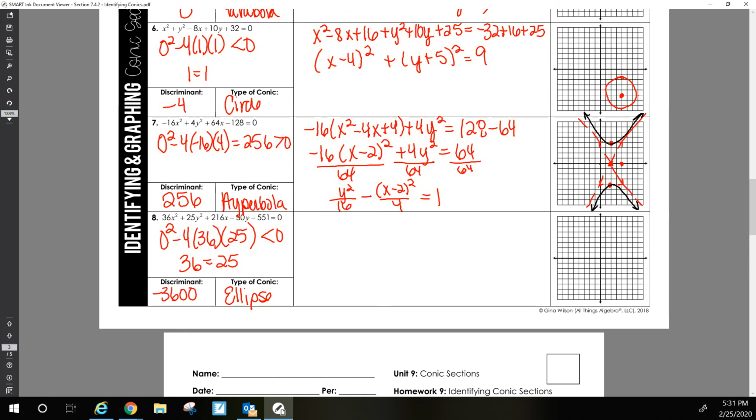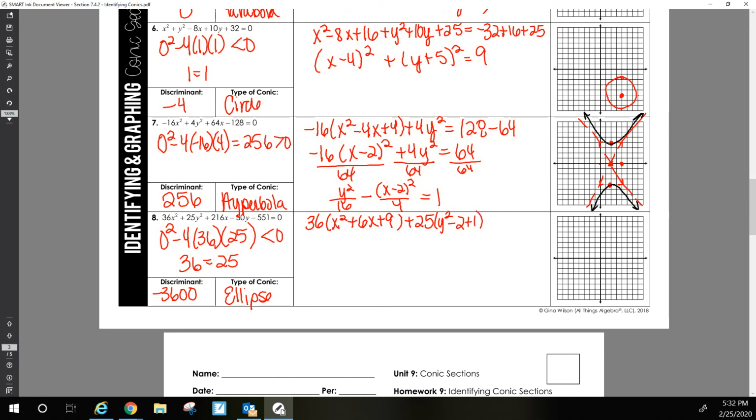All right, I'm going to go ahead and pull out that 36. That's going to leave me with x squared. 216 divided by 36 is 6x. Let's go ahead and complete the square. 6 divided by 2 is 3. 3 squared is 9. All right, then I've got plus, and I'm going to factor out that 25, y squared. Negative 50 divided by 25 is negative 2. Let's go ahead and complete the square. Half of 2 is 1.